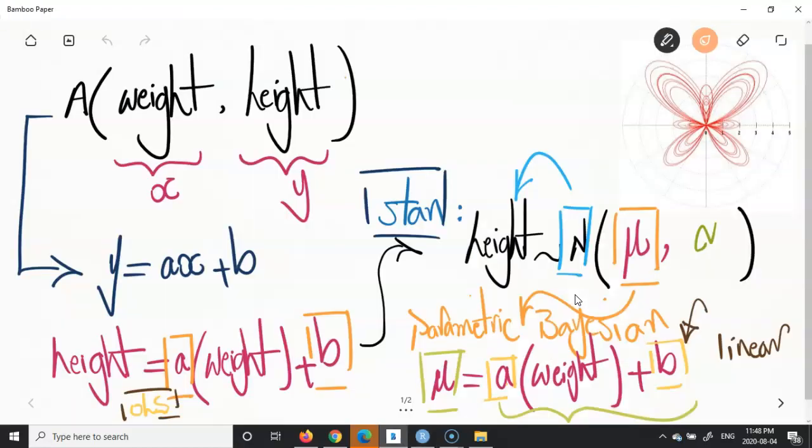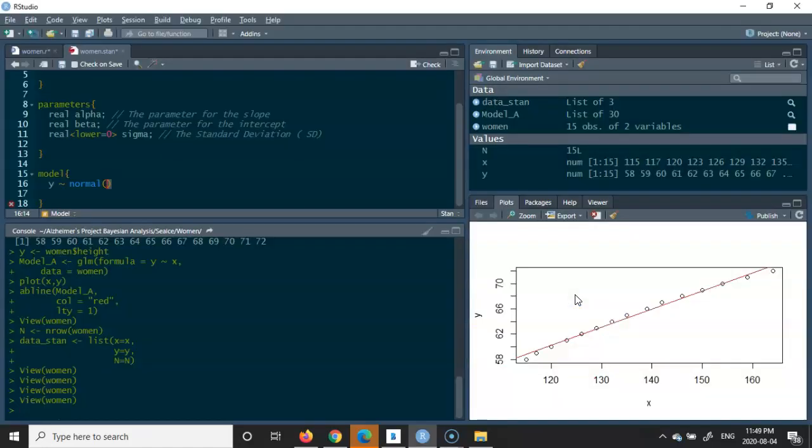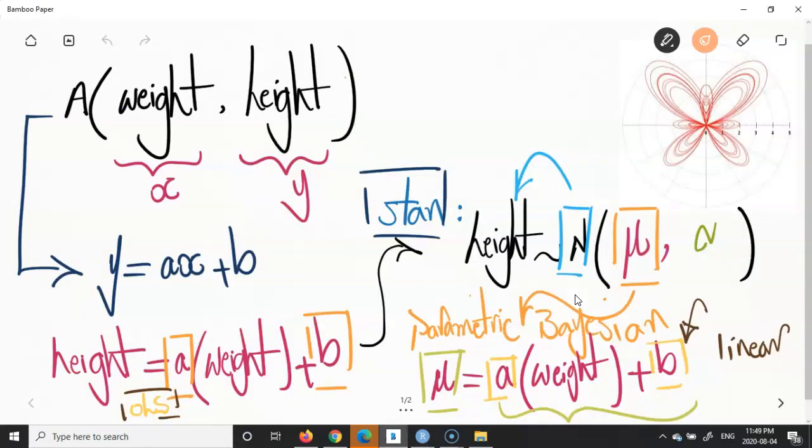As I said, if you ask any person who knows basic statistics how a normal distribution is defined, they readily answer that it's defined by two parameters, the mean and the standard deviation. As a result, I have to fill up the parentheses with two parameters, the mean and the standard deviation. However, the mean has been defined by a model which has its own parameters, alpha, A, and B.